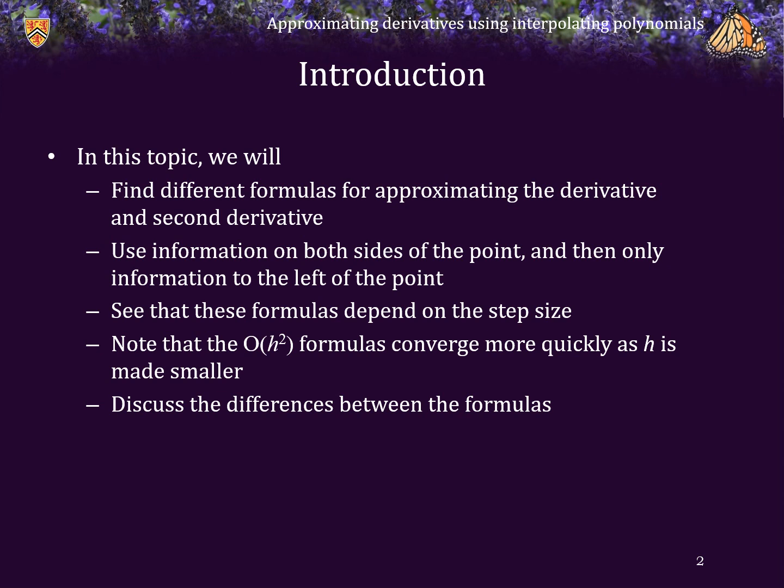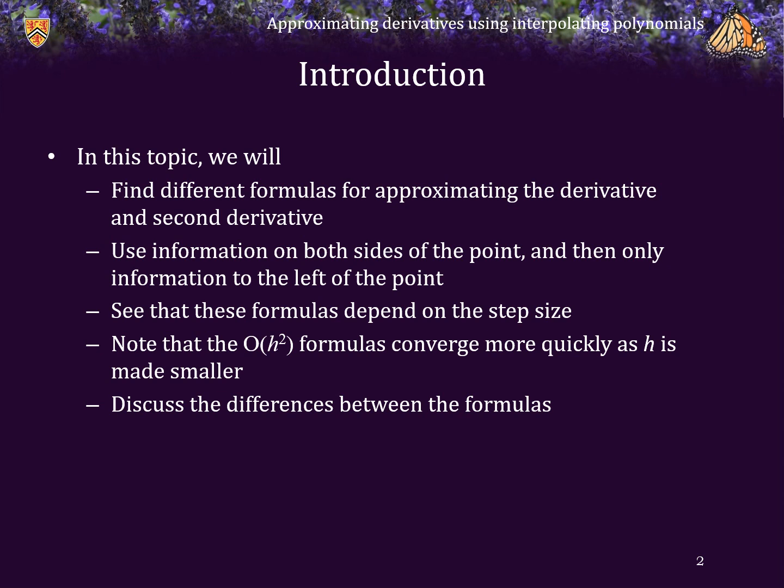We will use information first on both sides of the point, and then only use information to the left of the point. So we will find interpolating linear polynomials, interpolating quadratic polynomials, and interpolating cubic polynomials. We will then see that the formulas that we derived from these interpolating polynomials, which are then differentiated appropriately and evaluated at particular points, have formulas that depend on the step size between values.